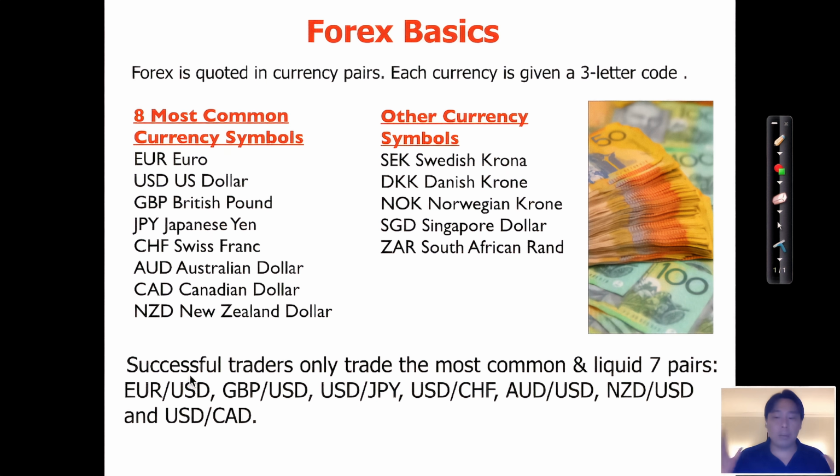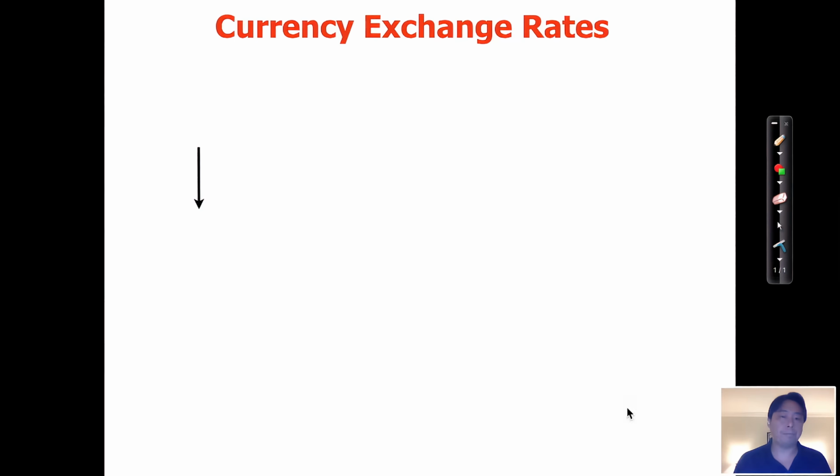So what are the 7 most common pairs? You've got the Euro USD, or you call it the Euro dollar. We've got the pound dollar. We've got the dollar yen, which is US dollar versus Japanese yen. Dollar franc. We have the Aussie dollar, New Zealand dollar, and the dollar CAD. These are the 7 most common pairs.